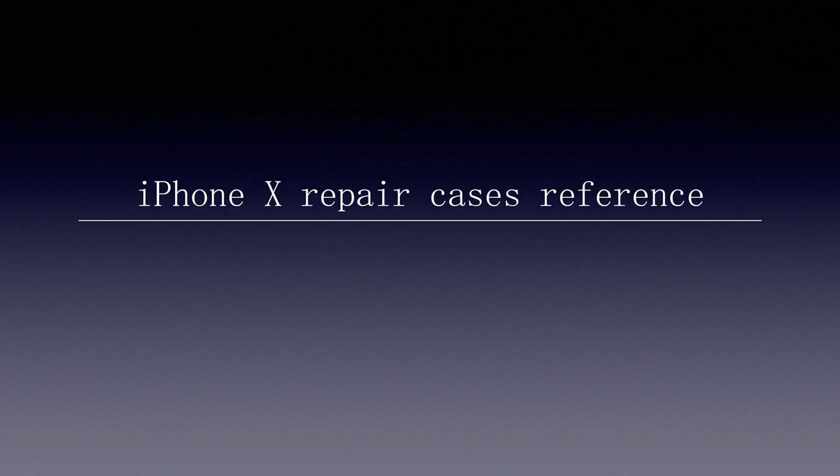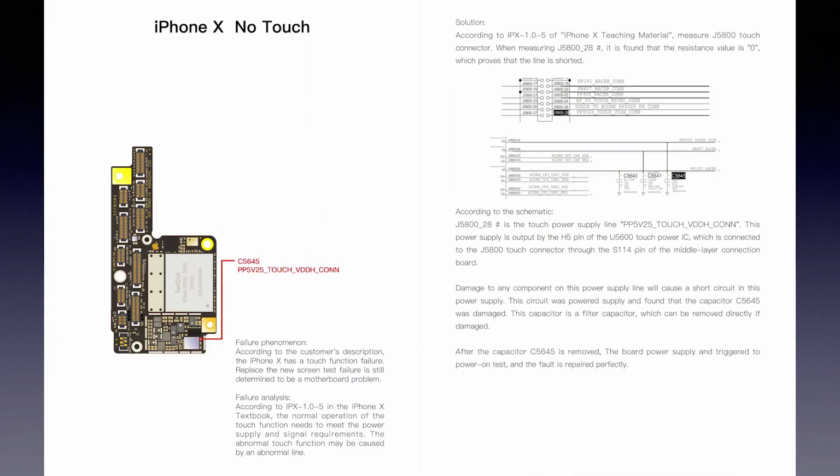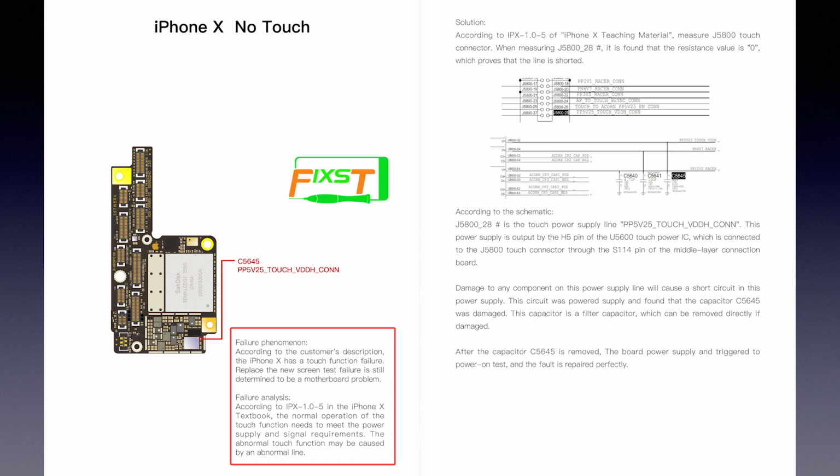Now, check iPhone X repair cases reference. Case 1. iPhone X no touch. Failure phenomenon. According to the customer's description, the iPhone X has a touch function failure. Replace the new screen, test. Failure is still determined to be the motherboard problem.